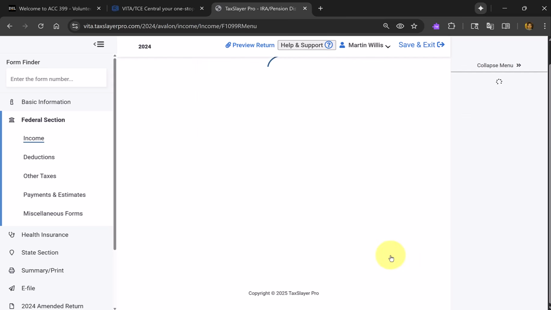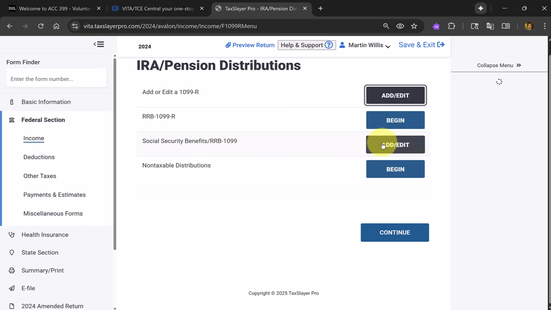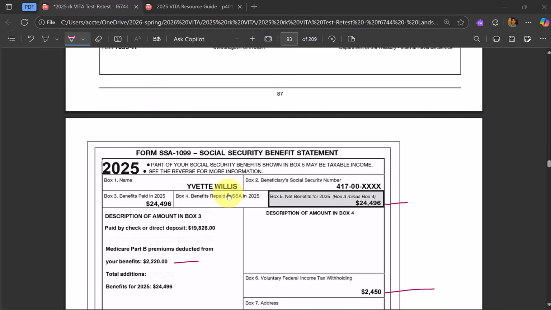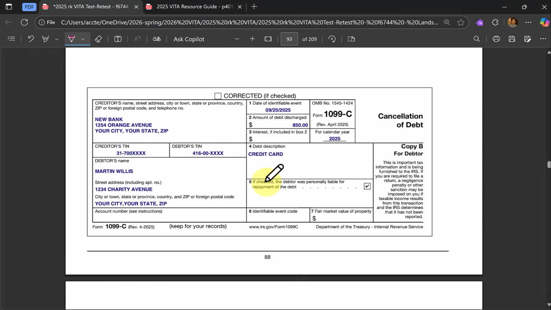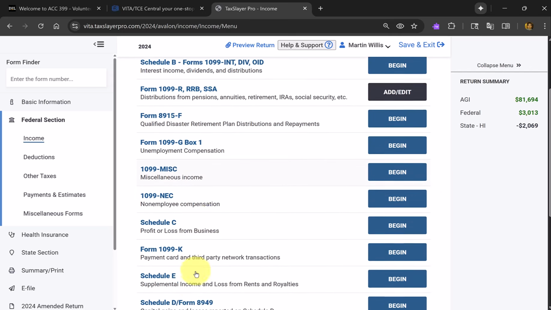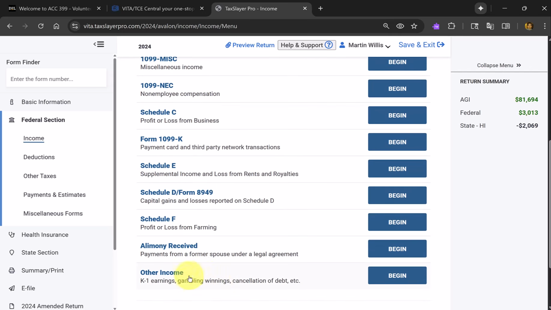Continue. So we just came from this screen here. Let's continue. So we got the W-2 income. We got the retirement and Social Security income. So what's next on our list here? Cancellation of debt. This credit card that was forgiven, $850. So where would we find that? Probably under this miscellaneous here. Or this other. Looks like it's right here under this other.